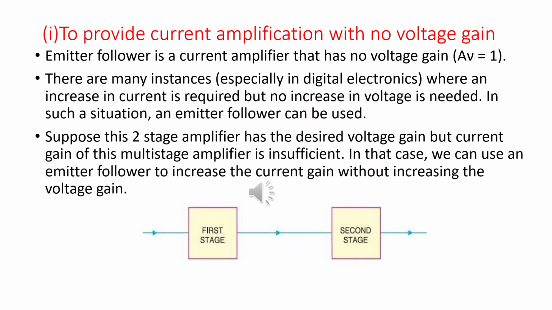In digital electronics, there are many cases in which current is required to be increased, but no increase in voltage is required. In such situations, we may use an emitter follower. In the given figure, it is a two-stage amplifier. Suppose this two-stage amplifier is attaining the desired voltage gain, but the current gain is insufficient. In this case, we may use an emitter follower to increase the current gain without any increase in voltage gain.